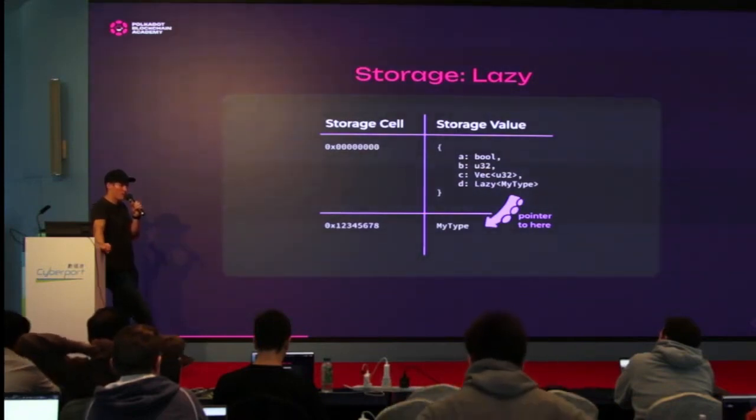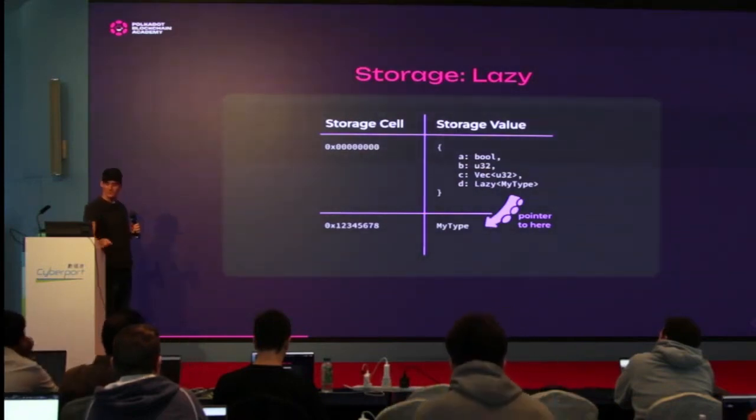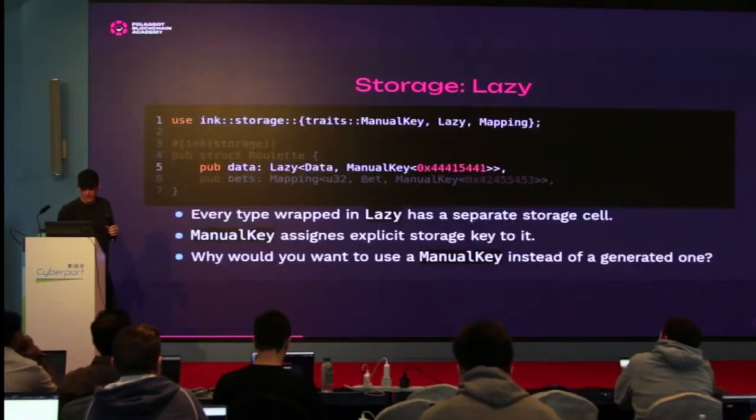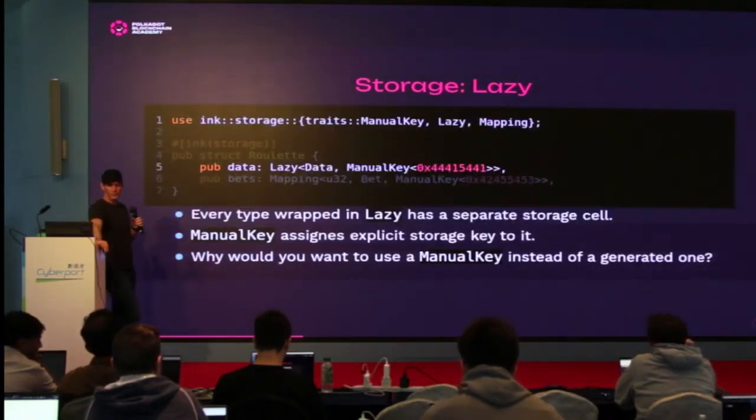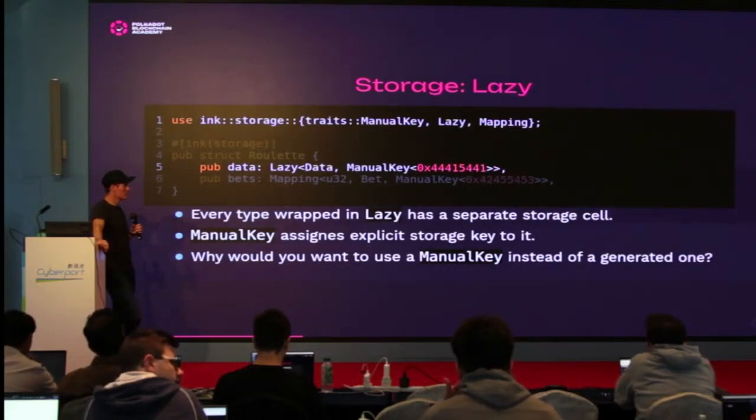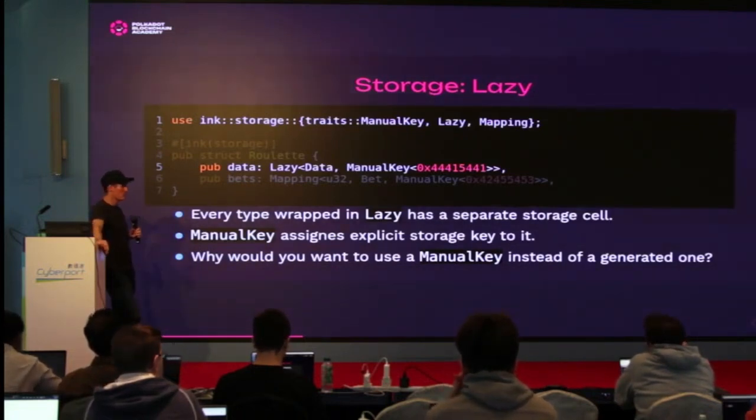Can you show the previous slide again? The one that had the manual key. What if you had data 2 and it's lazy, and then a different data struct, would Rust fail to compile here if you use the same manual key? Not even Rust, but the Ink compiler will catch that. Yeah, the compiler will catch it.